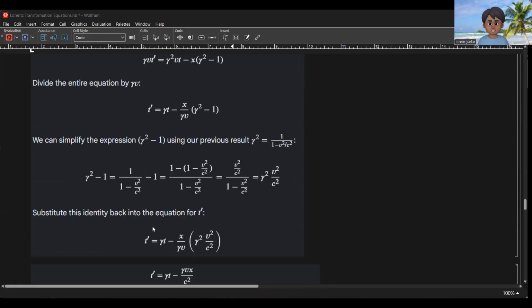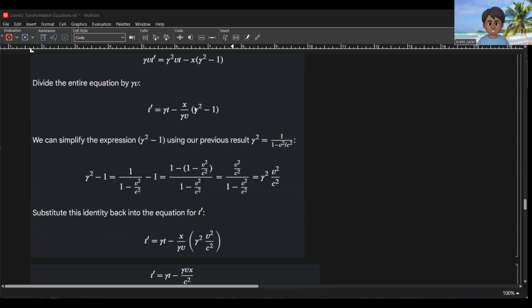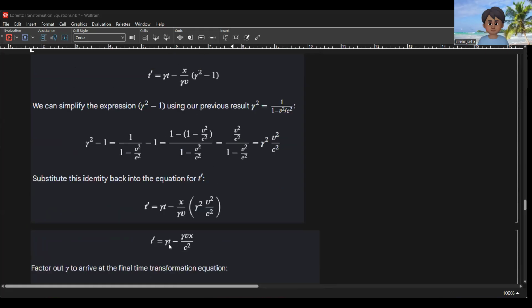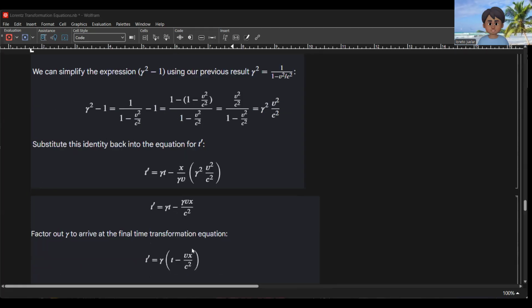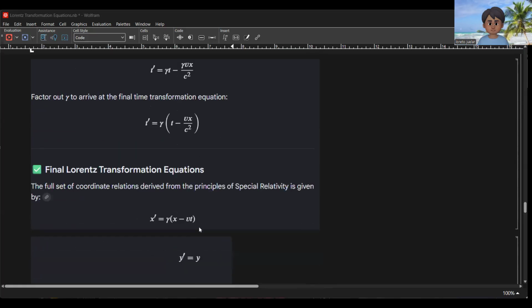So substitute this identity back into the equation for t prime. So we substitute here gamma squared minus 1, which is equal to gamma squared v squared over c squared. So t prime is equal to gamma times the time minus gamma times v times x over c squared. So factor out gamma to arrive at the final time transformation equation. So we have this finally, the final Lorentz transformation equations.